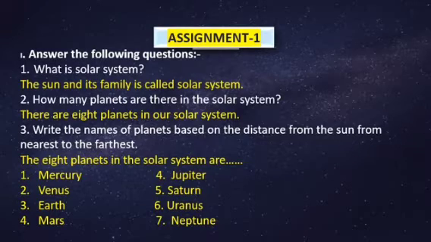Write the names of planets based on the distance from the Sun, from nearest to the farthest. The 8 planets in the solar system are Mercury, Venus, Earth, Mars, Jupiter, Saturn, Uranus, and Neptune. You can repeat along with me. The 8 planets in the solar system are Mercury, Venus, Earth, Mars, Jupiter, Saturn, Uranus, and Neptune.